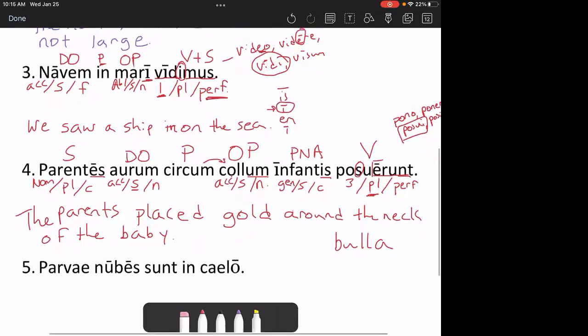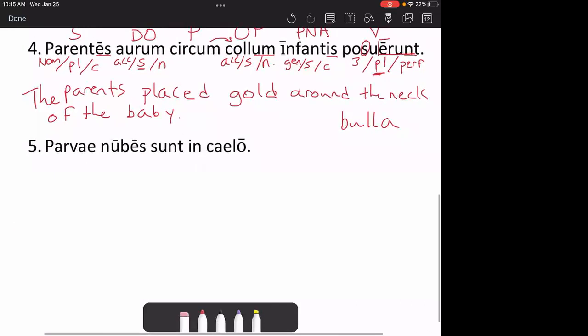All right, last one, guys. Parvae nubes sunt in caelo. This one's a little bit easier. Nubes, remember, was the word that we had to give you a gloss for. Nubes, nubis. Okay, so your nominative singular of nubes is actually also nubes, but that doesn't change the fact that it's also the es ending in nominative and accusative plural.